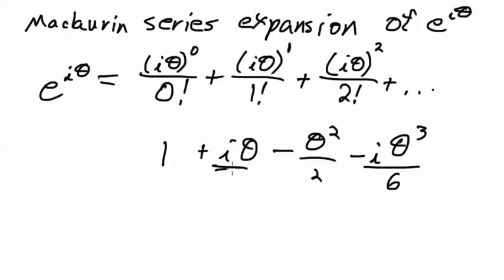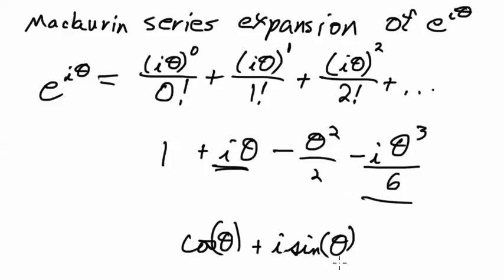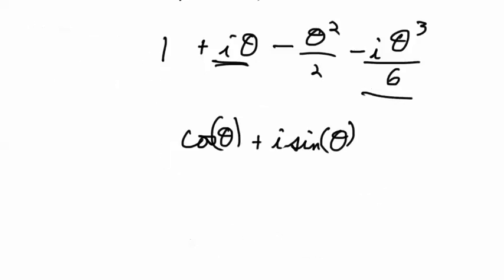And anyway, all of the i terms come out to be sine theta, and all of the real terms become cosine theta. So in other words, the Maclaurin series expansion of e to the i theta is just cosine theta plus i sine theta. Now, another version of this is, instead of putting just the imaginary number i up here, you put numbers in there.